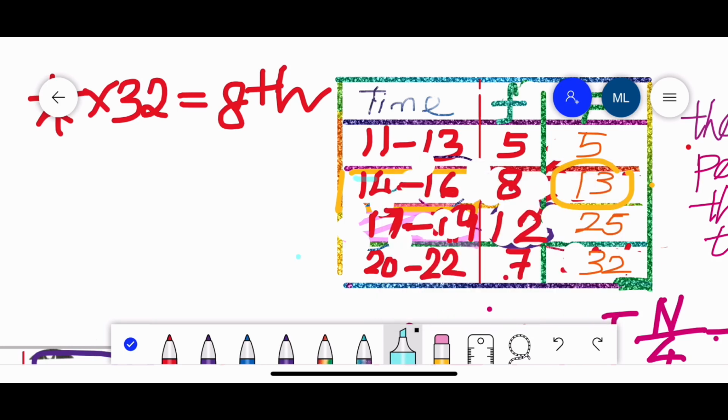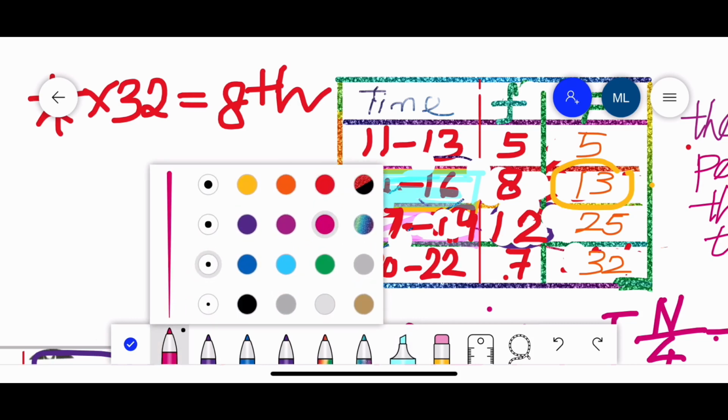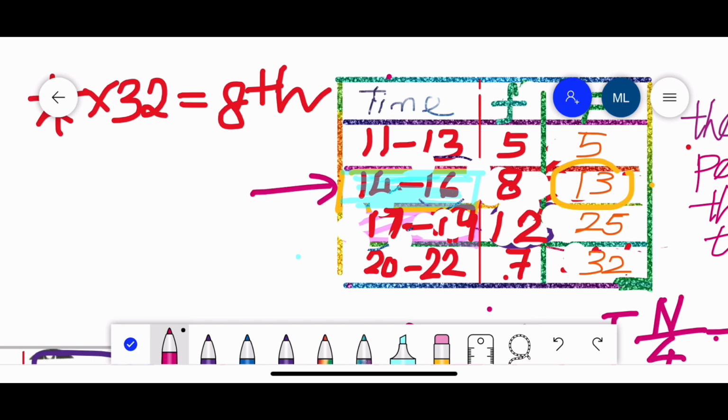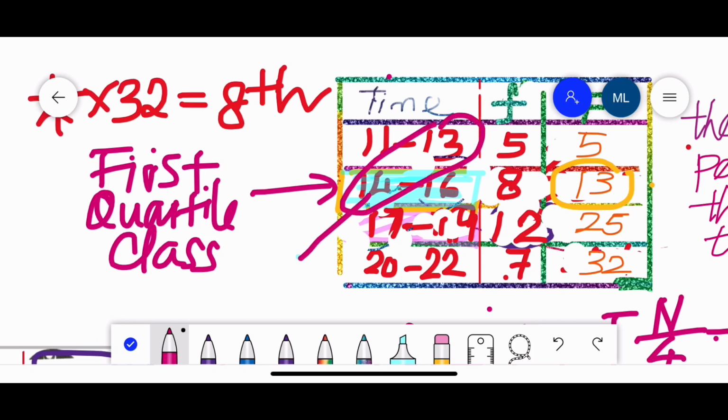Now we want to find the first quartile. We need to read the first quartile class interval, which is 14 to 16. First step is you highlight the class. After you highlight the class, then only you can read the arrow. The one I am highlighting in blue is the first quartile class interval. So you need to find the lower boundary. Lower boundary is 13 plus 14 divided by 2.